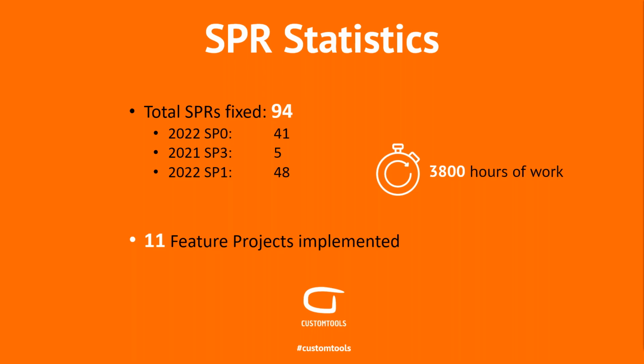Those 11 feature projects mentioned are bigger changes that we implement in a more project-type manner, and they might also automatically resolve some collection of SPRs, or sometimes they resolve none. All in all, there are approximately 3,800 development and testing work hours committed for these releases, which is quite a nice amount, I think.